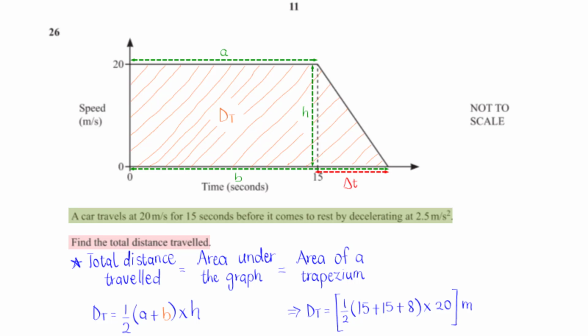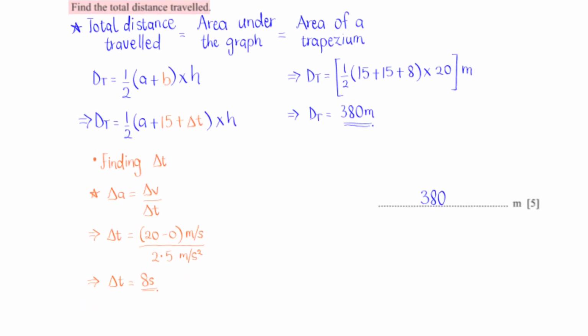And so to find this value, we can apply the formula a is equal to v over t. When we make t the subject, we have v over a, where v is equal to 20 minus 0 meters per second divided by a, which is 2.5 meters per second squared. And so this gives us 8 seconds. So now for our total distance traveled, we have half of (15 plus 15 plus 8) times 20 meters. And this gives us 380 meters.